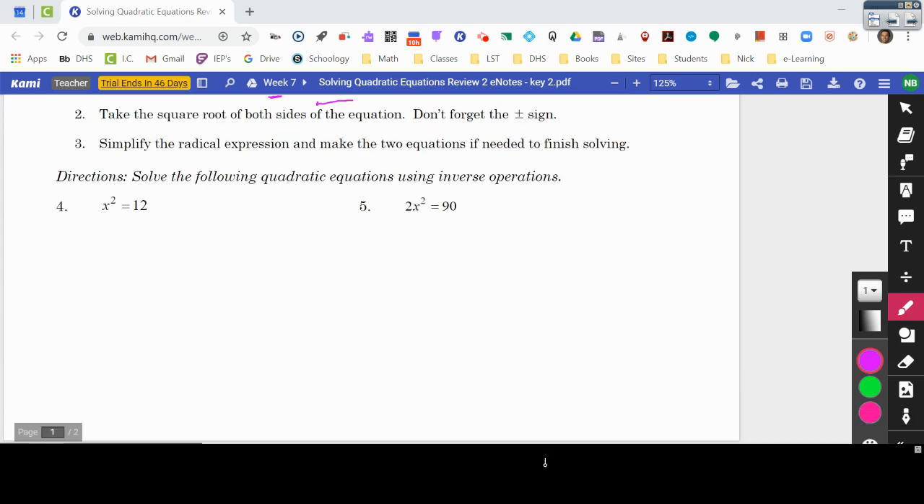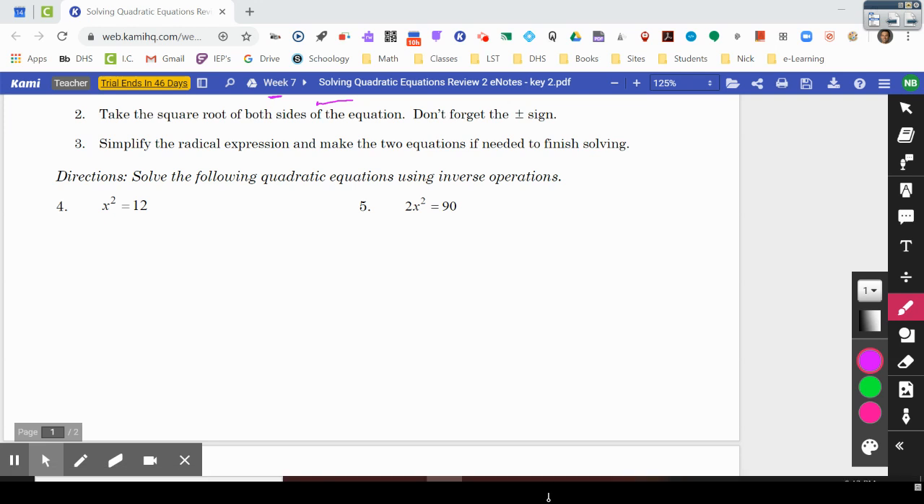All right, so number 4, we have x squared is equal to 12. All right, so my quadratic term is isolated, so now I'm ready to take the square root of both sides. All right, because a square root undoes a square. So we're left with x on my left equals plus or minus. Well, the square root of 12 is not a perfect square, so that means I need to break it up, right, into a perfect square factor times another number.